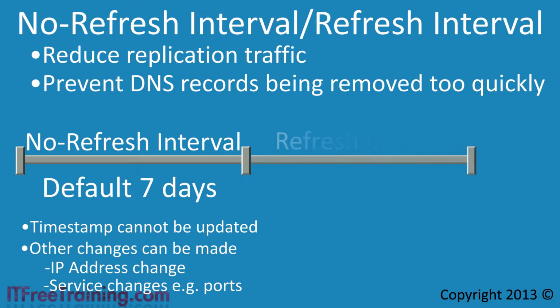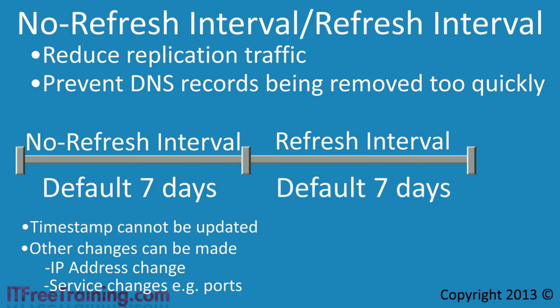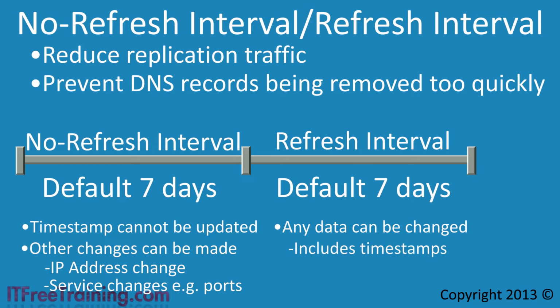The next setting is the Refresh Interval. This by default is configured to 7 days. In this time, any data in the DNS records can be updated, including the timestamp. The DNS records will not be removed in this time. This effectively gives the device that registered the DNS record 7 days to update the DNS server and thus let the DNS server know that the DNS record is still required.